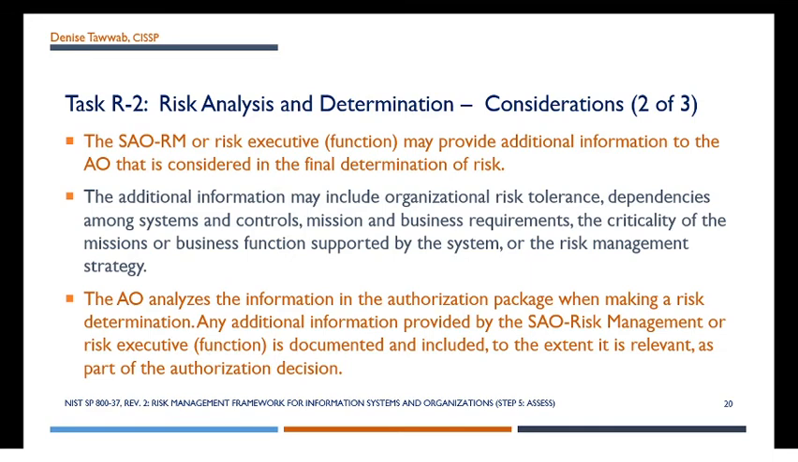The senior agency official for risk management, or the risk executive function, may provide additional information to the authorizing official that is considered in the final determination of risk. Additional information could include organizational risk tolerance, dependencies among systems and controls, mission and business requirements, the criticality of those missions or business functions supported by the system, or the risk management strategy. The authorizing official analyzes the information in the authorization package when making a risk determination. Any additional information provided is documented and included to the extent that it is relevant as part of the authorization decision.